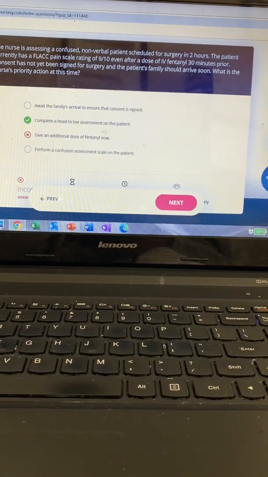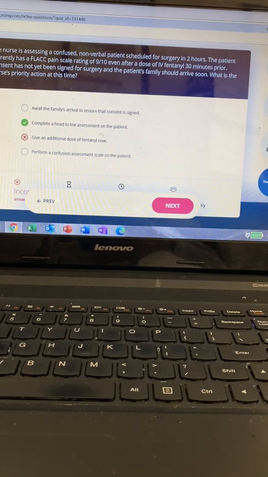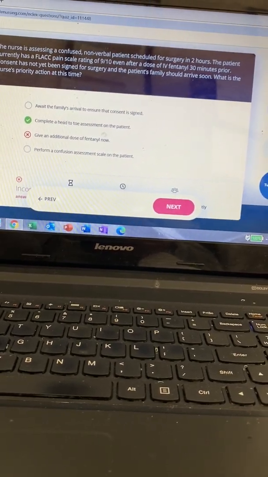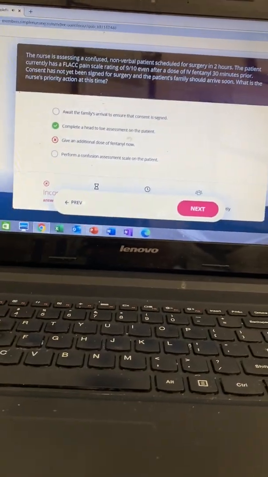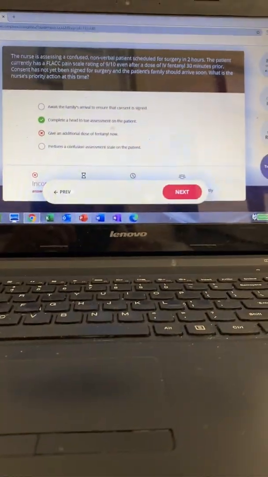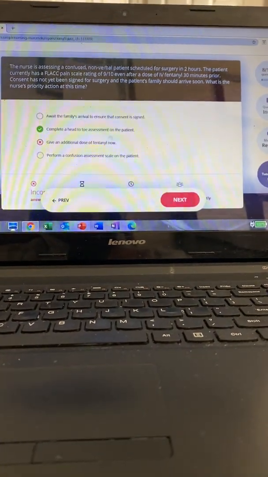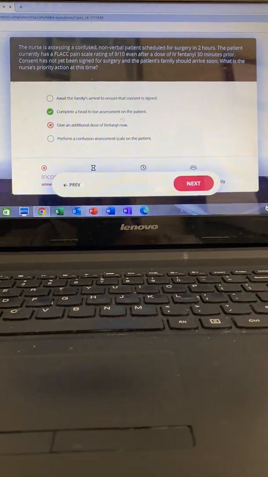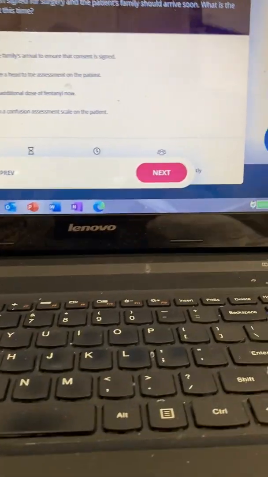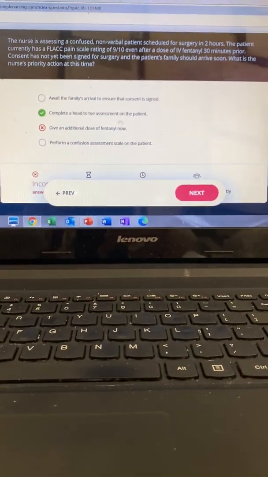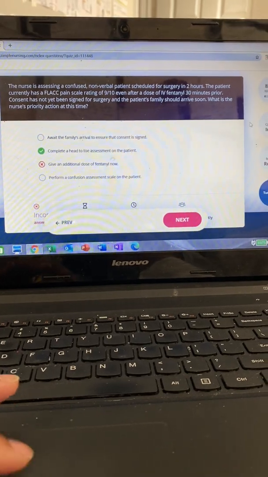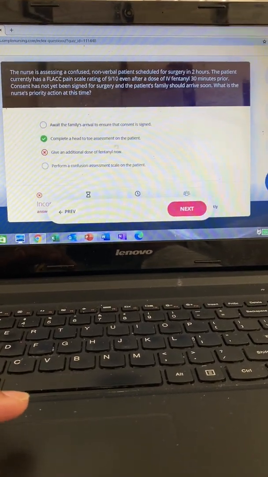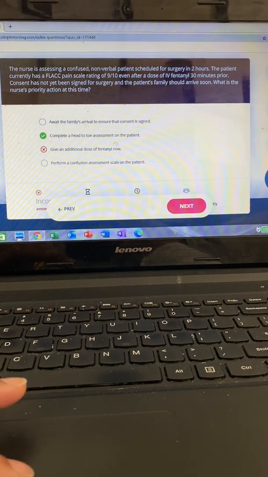So option number 1 is incorrect. Waiting for family consent doesn't resolve the pain problem right now. So option 2 is correct. Assessing the patient's pain determines the cause of the pain. And option 3 and 4 are incorrect. So option 3, over-medicating with fentanyl can cause an adverse reaction. And option 4 is incorrect. Confusion assessment doesn't really help with the pain right now. So just remember, assessment comes before an intervention here. Okay, that wraps it up. For more details and test tips, please see the rationale below.